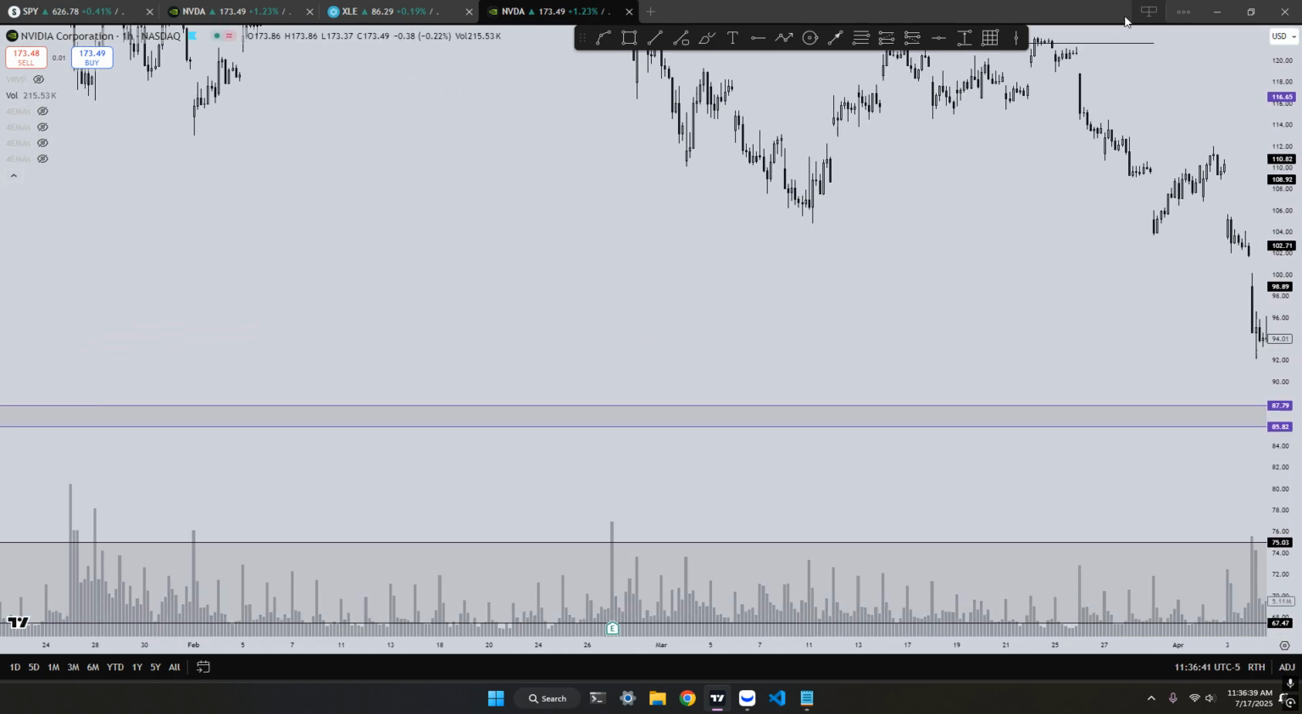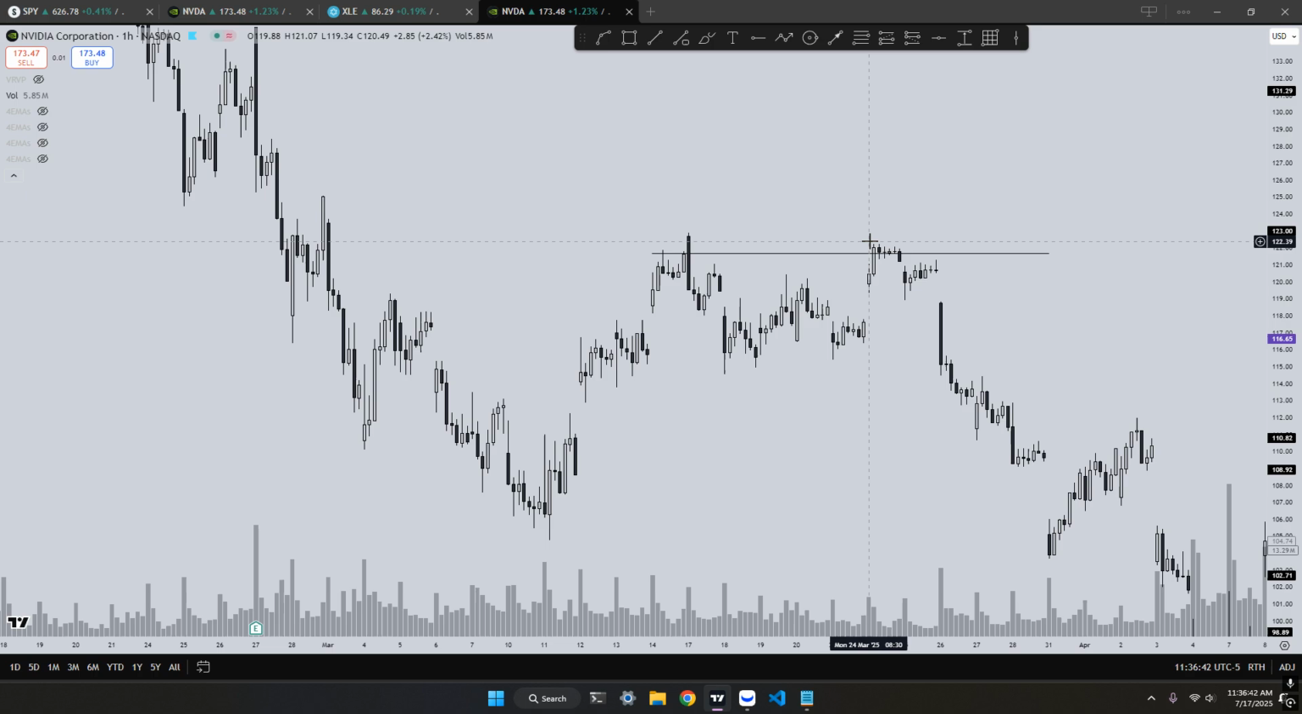We see this pop to start the week. This is the breakdown. This is the lower high.